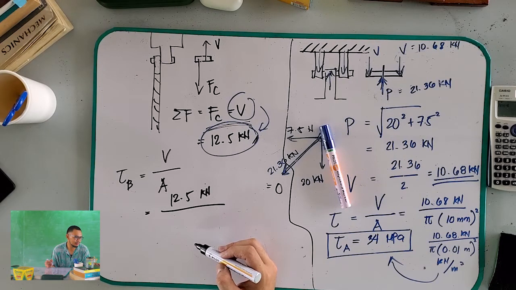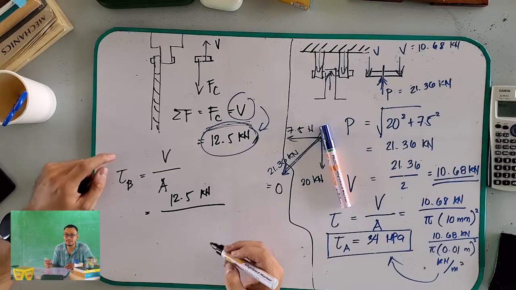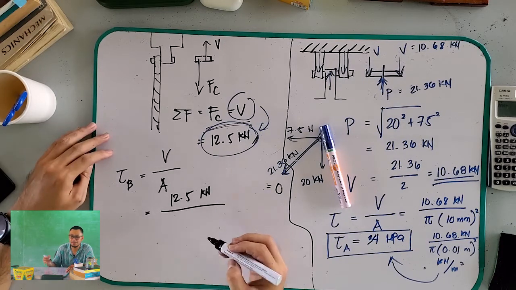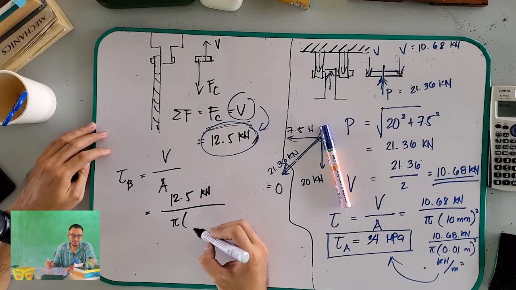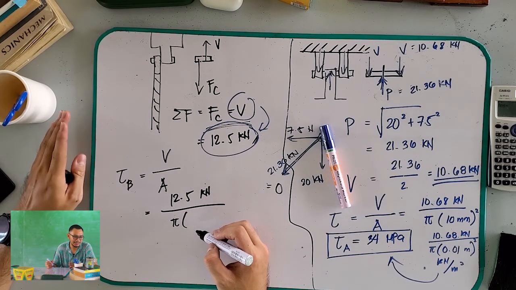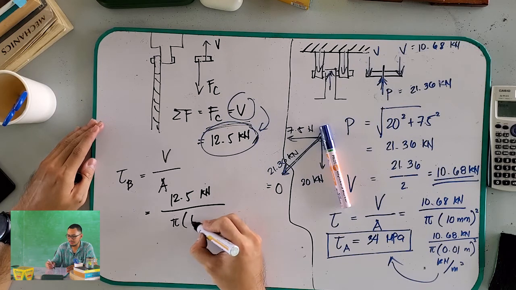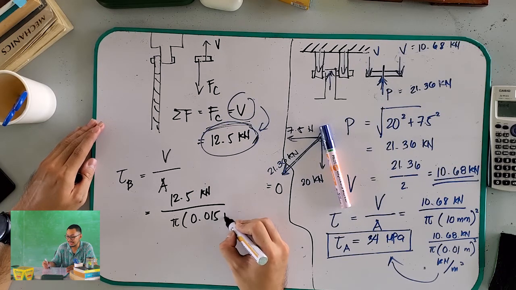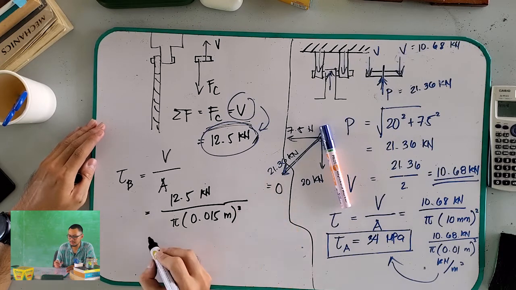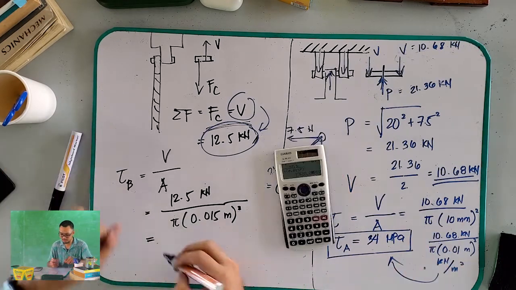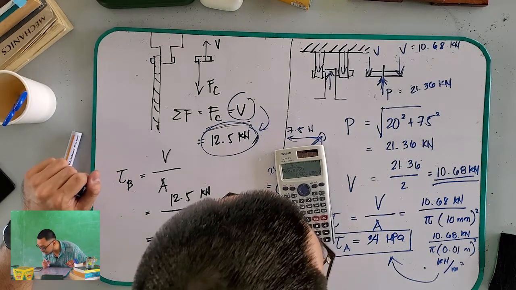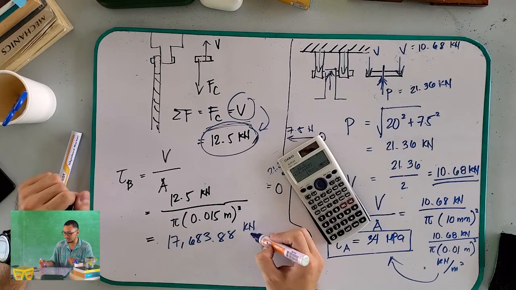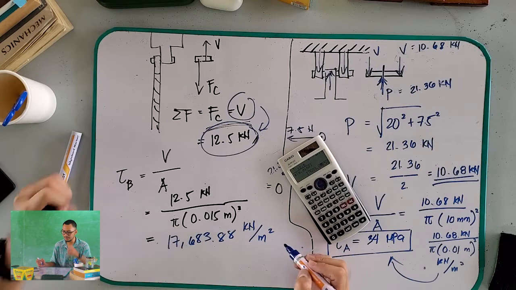The diameter of our element is 30 millimeters, for the pin at B. Okay? So, I'm tired of computing this: π r squared. The diameter is 30, so the radius is 0.015 meters squared. And our answer is 17,683.88 kilonewton per meter squared.